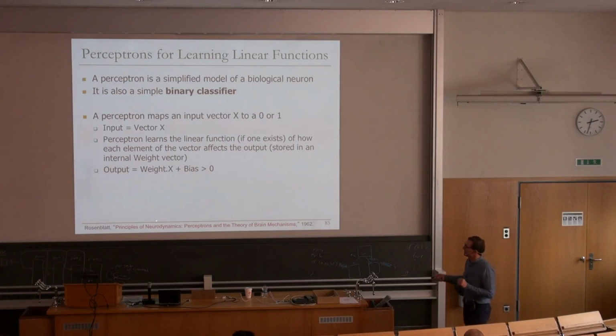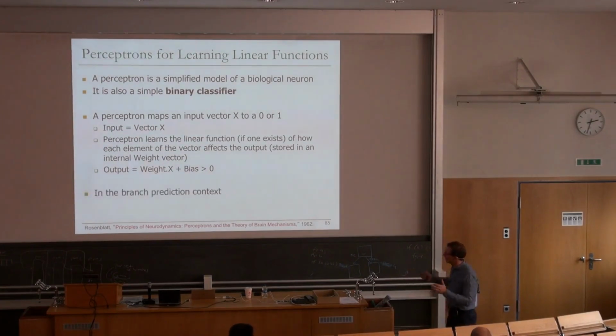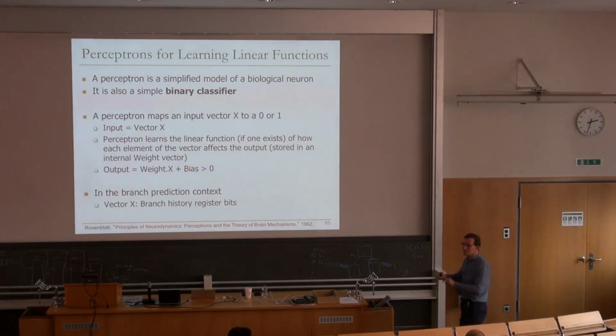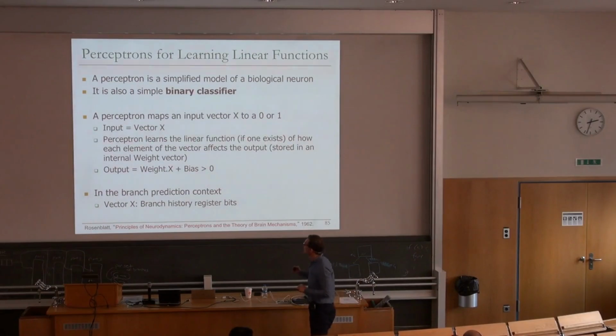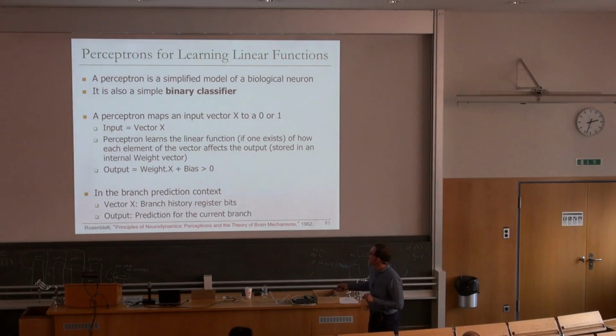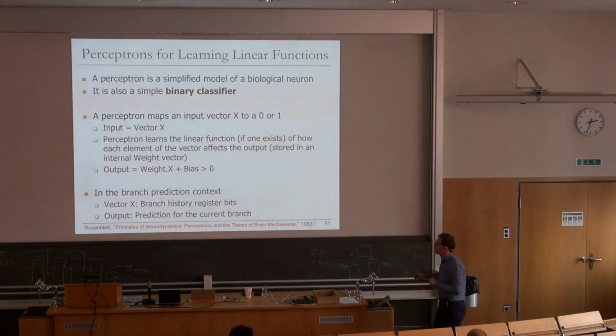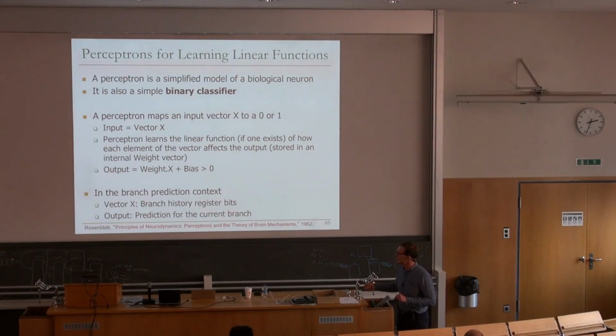And output is something like this, basically. You multiply the weight with x, vector multiplication, and you add a bias. If that's greater than 0, then you predict that it's 1. Otherwise, you predict that it's 0, basically. In the branch prediction context, which is more important here, vector x is the branch history register bits. Those bits over here. We're going to build a global perceptron predictor here. Those are the bits. And output is the prediction for the current branch.